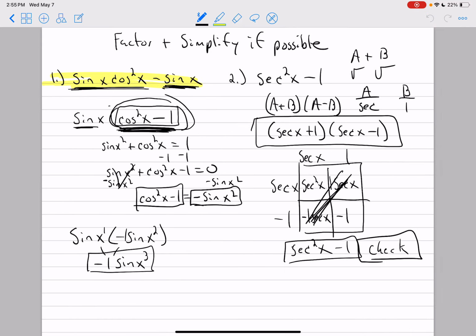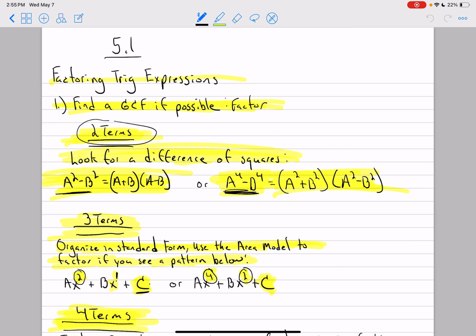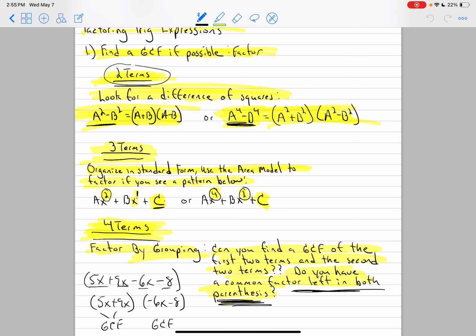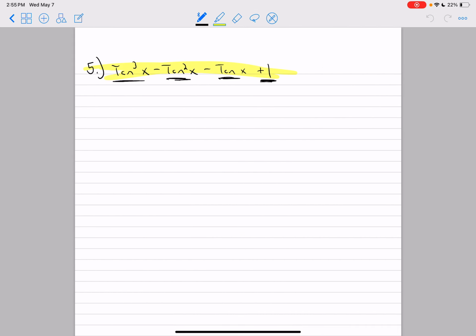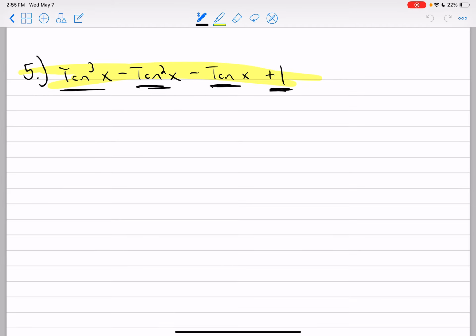So what did it tell me to do when there are 4 terms? Factor by grouping. Can I find a GCF of the first 2 terms and then a GCF of the second 2 terms? So let's see. Let me go ahead and group these. So tangent cubed minus tangent squared.